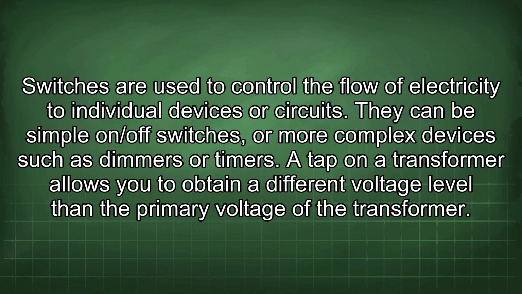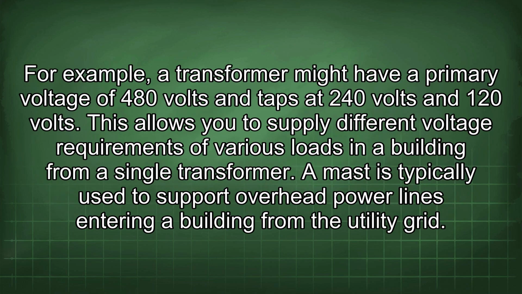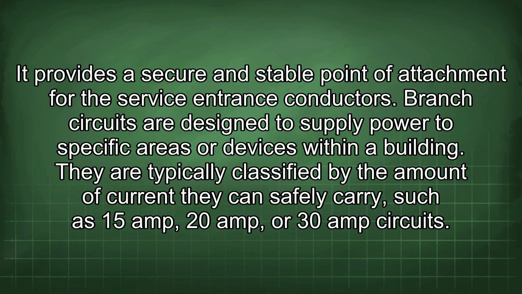A tap on a transformer allows you to obtain a different voltage level than the primary voltage of the transformer. For example, a transformer might have a primary voltage of 480 volts and taps at 240 volts and 120 volts. This allows you to supply different voltage requirements of various loads in a building from a single transformer. A mast is typically used to support overhead power lines entering a building from the utility grid. It provides a secure and stable point of attachment for the service entrance conductors.